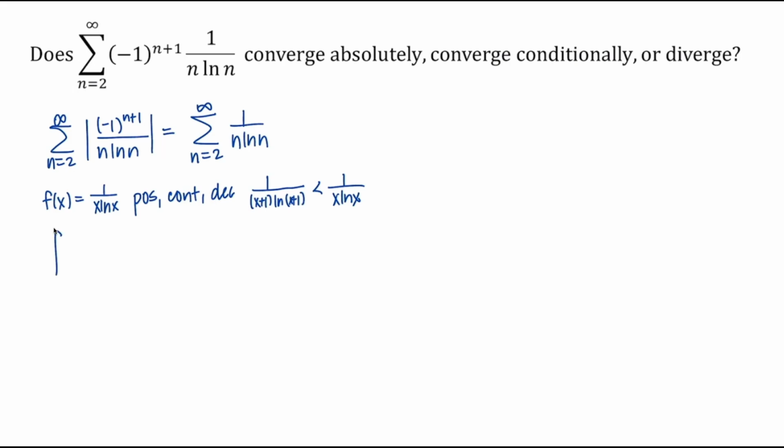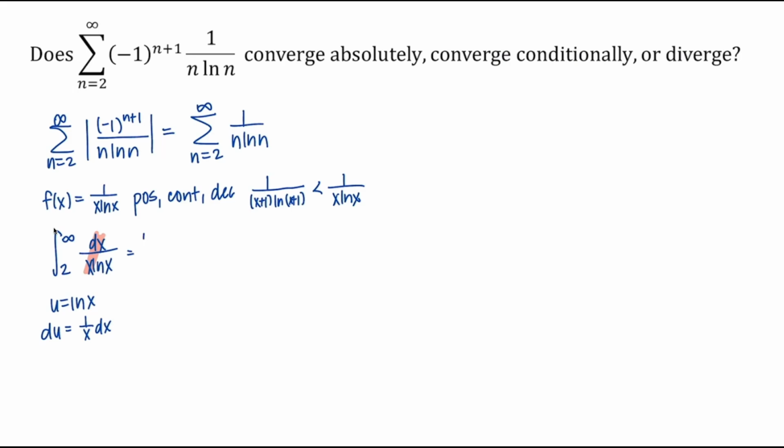And so we'll find the improper integral from 2 to infinity of dx over x ln x. And this is a pretty straightforward u substitution. We'll let u be ln x. du is 1 over x dx, which is perfect because that's exactly what I have here.